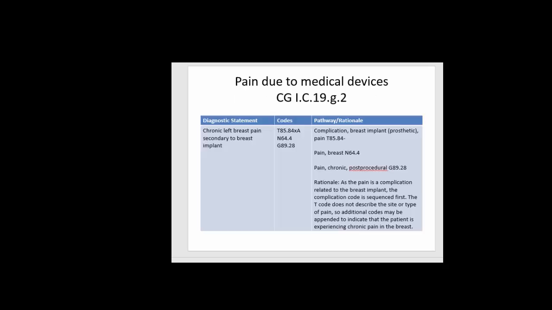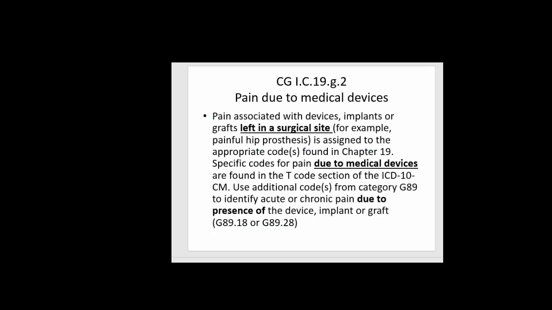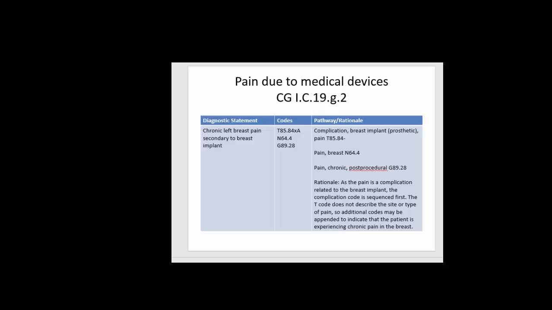Here's an example of pain due to medical devices. Chronic left breast pain secondary to a breast implant. So this would have been a case where the device was left in. If we go back up here, Chapter 19, device left in, is T85, complication of breast implant. We're also going to code the breast pain and the chronic pain.